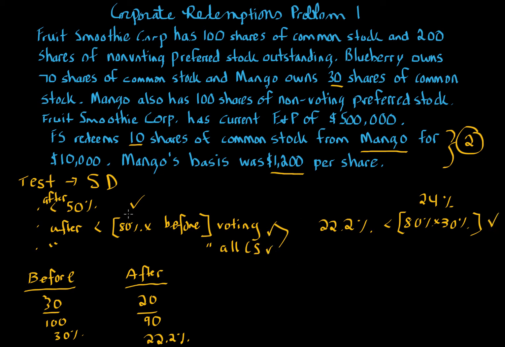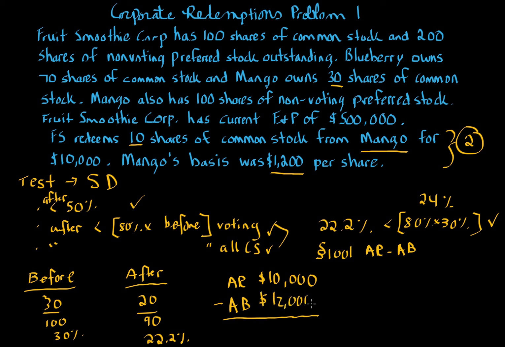So guess what? We meet all three tests, and therefore, this is a Section 1001 realized gain, amount realized minus adjusted basis, and going to be capital gain or capital loss, okay? So our amount realized is going to be the amount received, which is $10,000. The adjusted basis is going to be the number of shares redeemed, which is 10, times the basis per share, which is 1,200. So that's $12,000. This gives us a $2,000 loss.